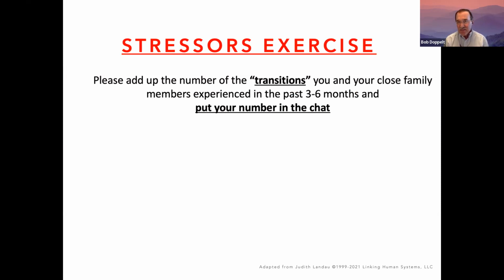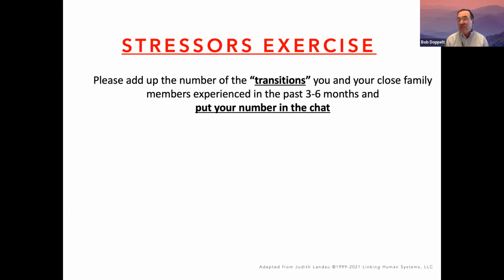If you're willing, please add up the number of transitions, so to speak, you and your close family members experienced in the past 3 to 6 months. These are changes you had to make. It might be employment changes, income changes, changes in what your kids were doing at school or after school, things related to pricing, how you buy gas, how you buy food. What kind of transitions, changes did you and your family members need to make in the last 3 to 6 months?